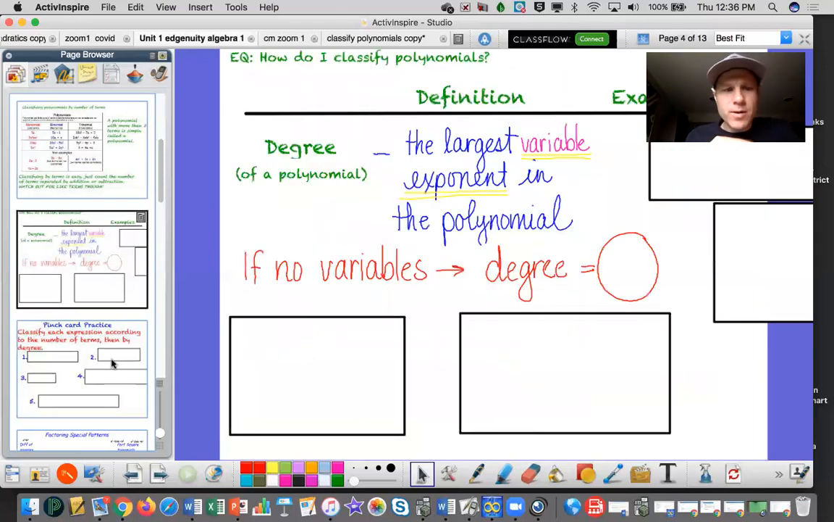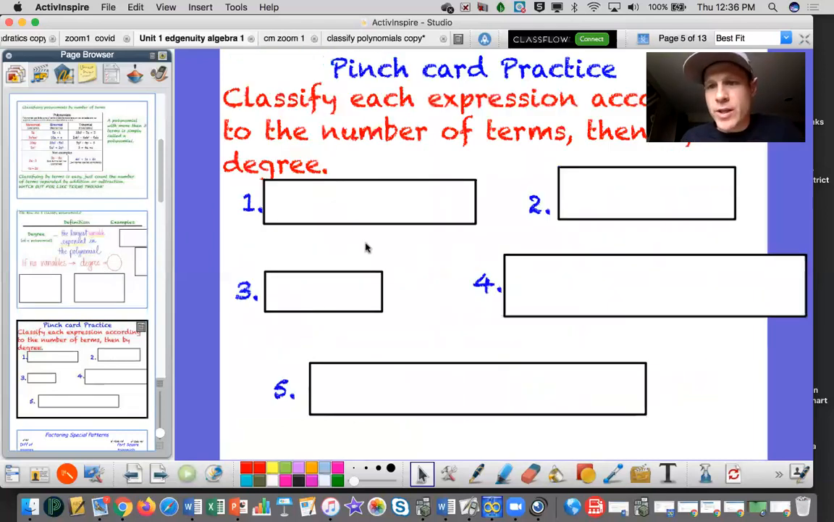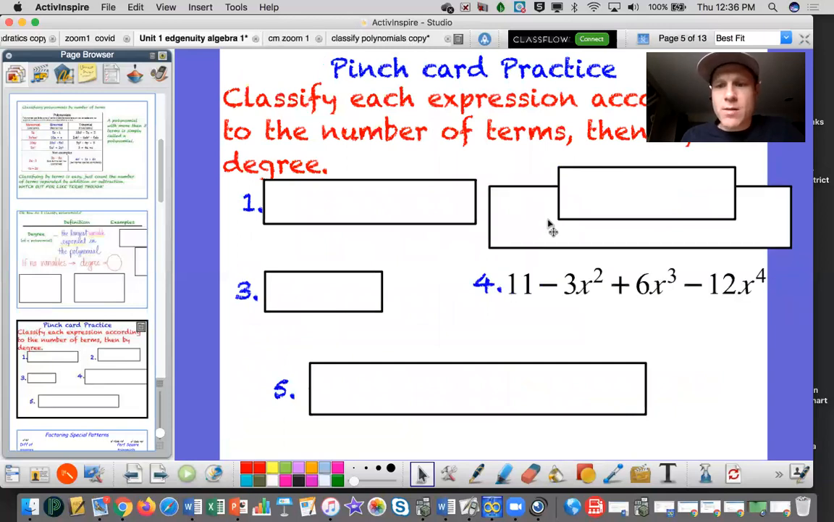For example, here we did these on pinch cards in class. The highest degree in this problem, you always look at the front thinking that's going to be your degree. However, this time it's actually over here at the end. The highest degree is a 4.